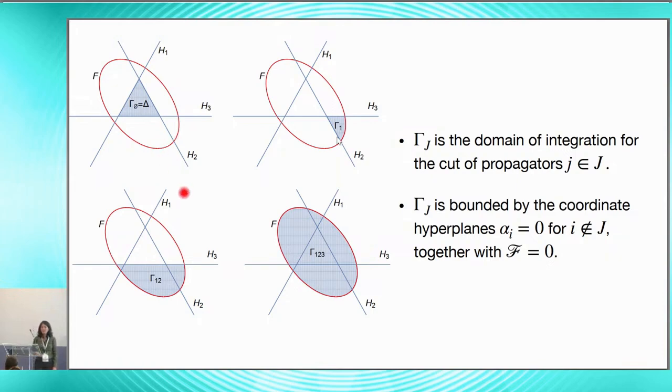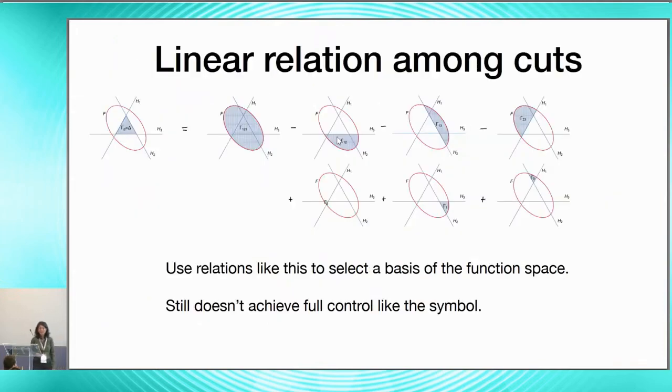And then for the other cuts, I identify some other regions which are bounded by f equals 0, which is a quadric, an ellipse or a hyperbola, usually for a one-loop integral. Then you just identify some subset of these bounding hyperplanes to give you the new integration contour. What can you do with this? Well, you can identify linear relations. In more technical terms, it's a statement that's true in homology, but you can just draw it as an inclusion-exclusion argument on these regions in parameter space.